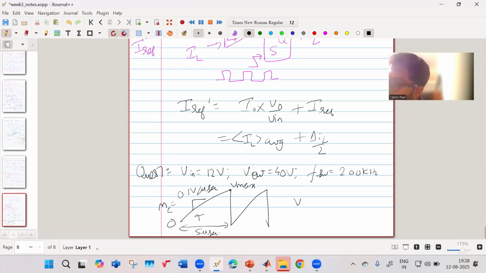So what will be this Vmax then? 0.1 into 5. So it will be mc into t. So it will be 0.1 volt per microsecond into 5 microseconds. So microsecond gets cancelled. So it will become 0.5 volt. Okay.